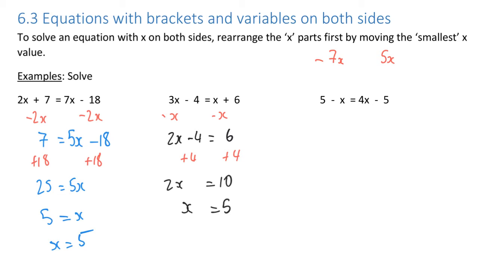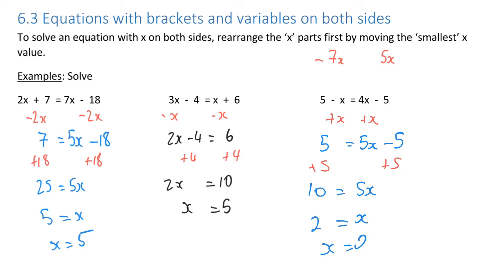In the third example, we have a 4x and a minus x. So minus 1x is smaller than 4x, so we need to get rid of that. And to do that, we will add an x to both sides. Adding an x to the left will leave it as 5. Adding an x to the right hand side will give 5x minus 5. Again, if we add 5 now to both sides, that will remove the number term on the right, and we'll be left with 10 equals 5x. Dividing through by 5, we get 2 equals x, or x equals 2.